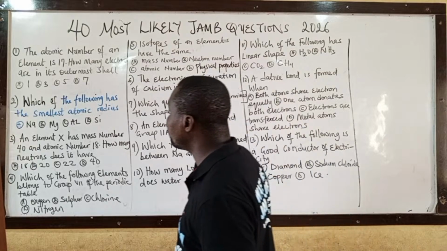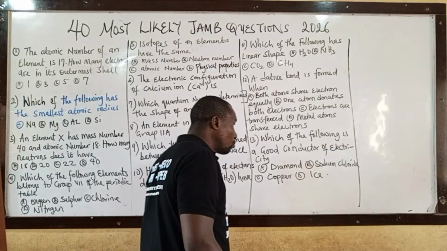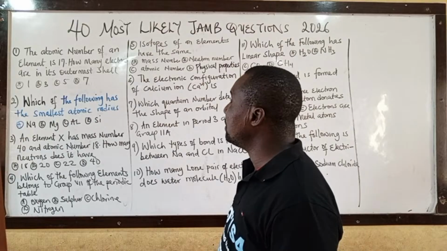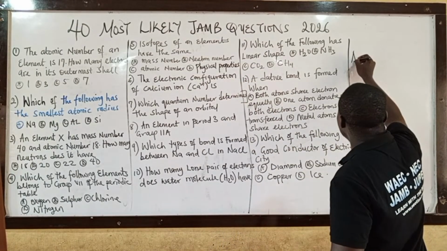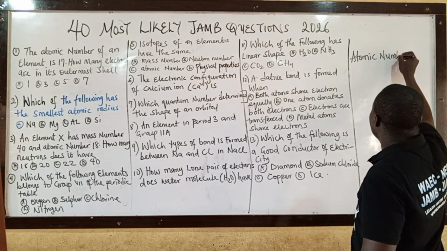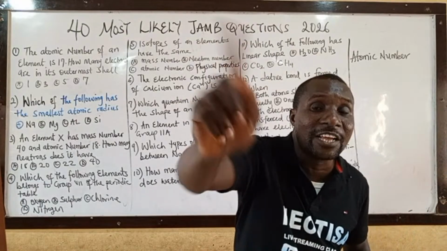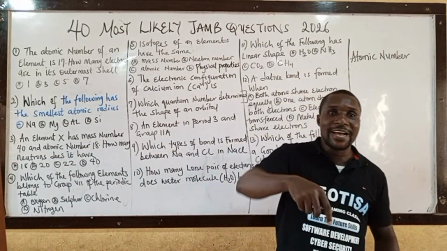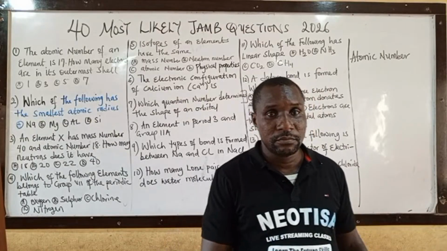Let us start with the first question. The atomic number of an element is 17. Atomic number. Don't forget, atomic number is known as proton number. Take note of that. That is the first point. Atomic number is known as proton number.